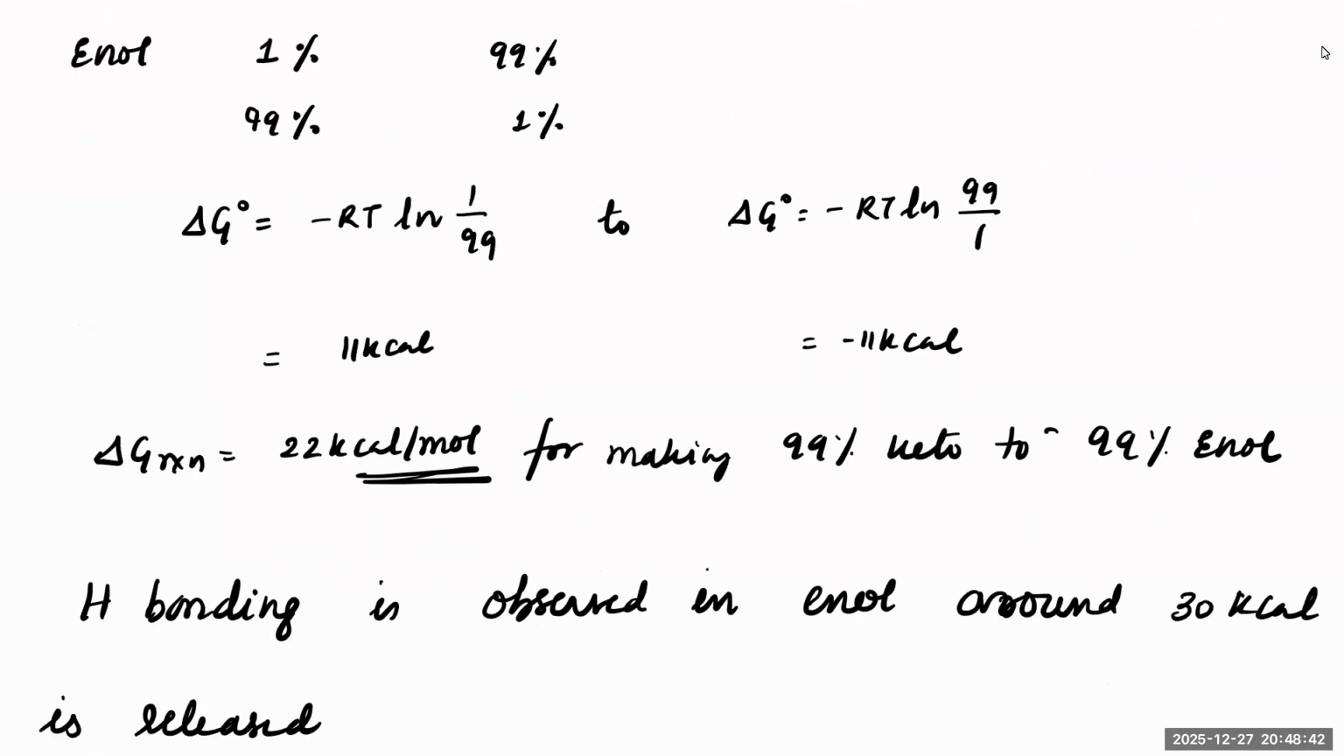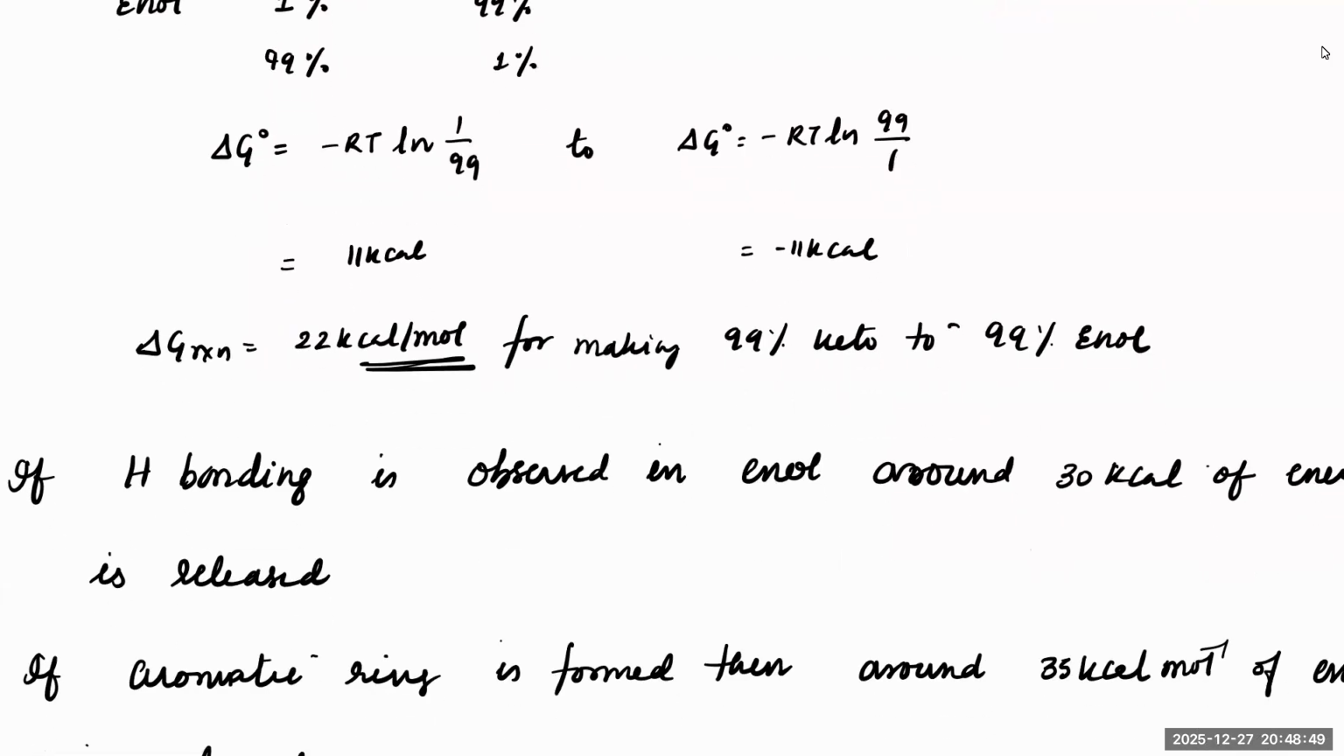If I substitute that value, I'm getting delta G naught as 11 kilocalories here, and minus 11 kilocalories there, which means if you want to convert 99% of the ketone into 99% of the enol, you will have to add 11 minus of minus 11, a total of 22 kilocalories of energy, isn't it? So imagine if I want to convert almost 100% of ketone into 100% of enol, I have to spend approximately 22 kilocalories more energy.